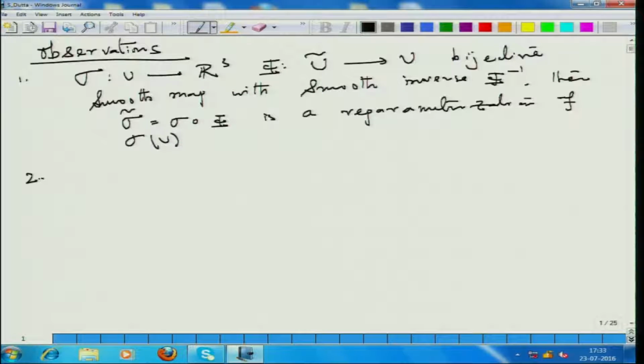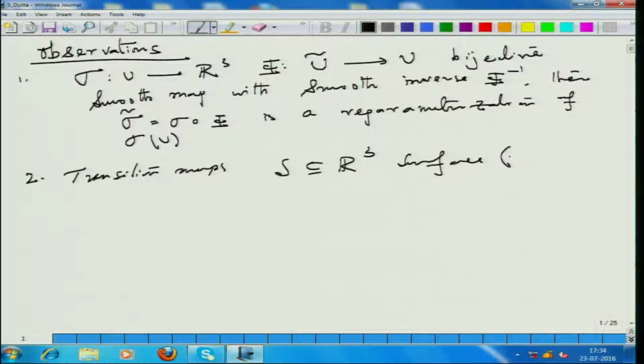We did not prove it. As I said, the proof will be posted. And the second observation was about the transition maps. That I have a surface S in R3 which is regular and smooth. We will always be dealing with regular and smooth surfaces. I have sigma from U to S intersection W. You can look back at the definition of the first lecture.